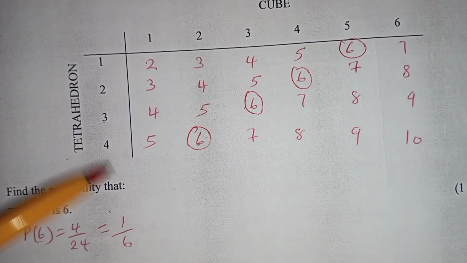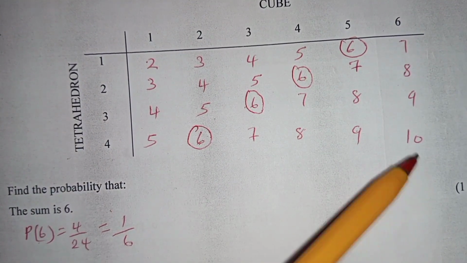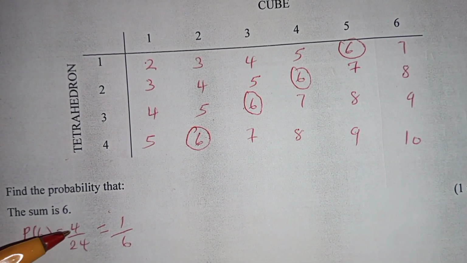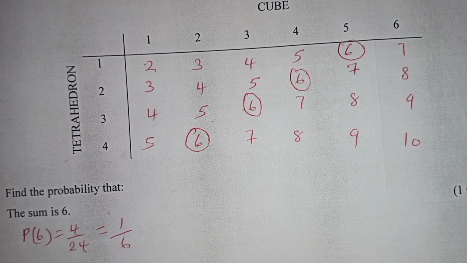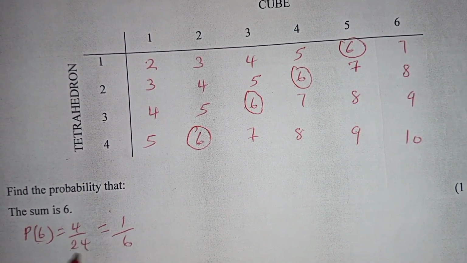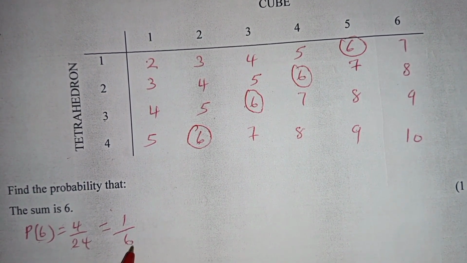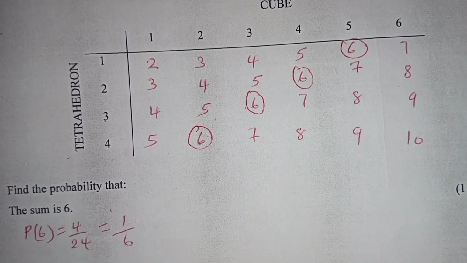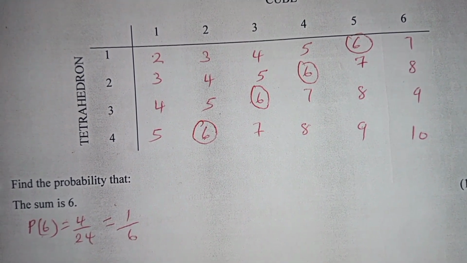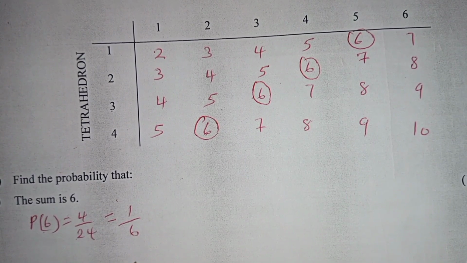So the probability that the sum is 6 is 4 over the total sample space. The total sample space here is 4 times 6, which is 24. So the probability is 4 divided by 24, which can be simplified by 4, 1 over 6. 24 divided by 4 is 6. So that is the probability that the sum is 6, which is 1 over 6.